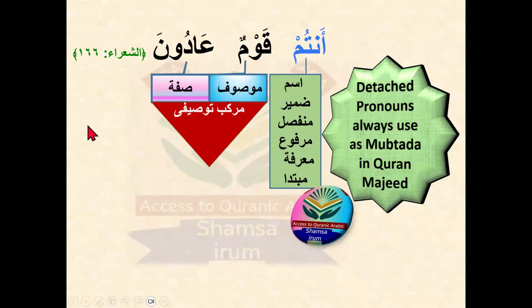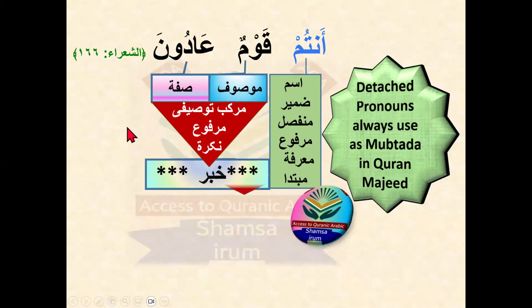This full murakkab tawsifi is marfu and nakira. So both requirements are complete here for the khabar. Mubtada and khabar, full jumla ismiya complete.